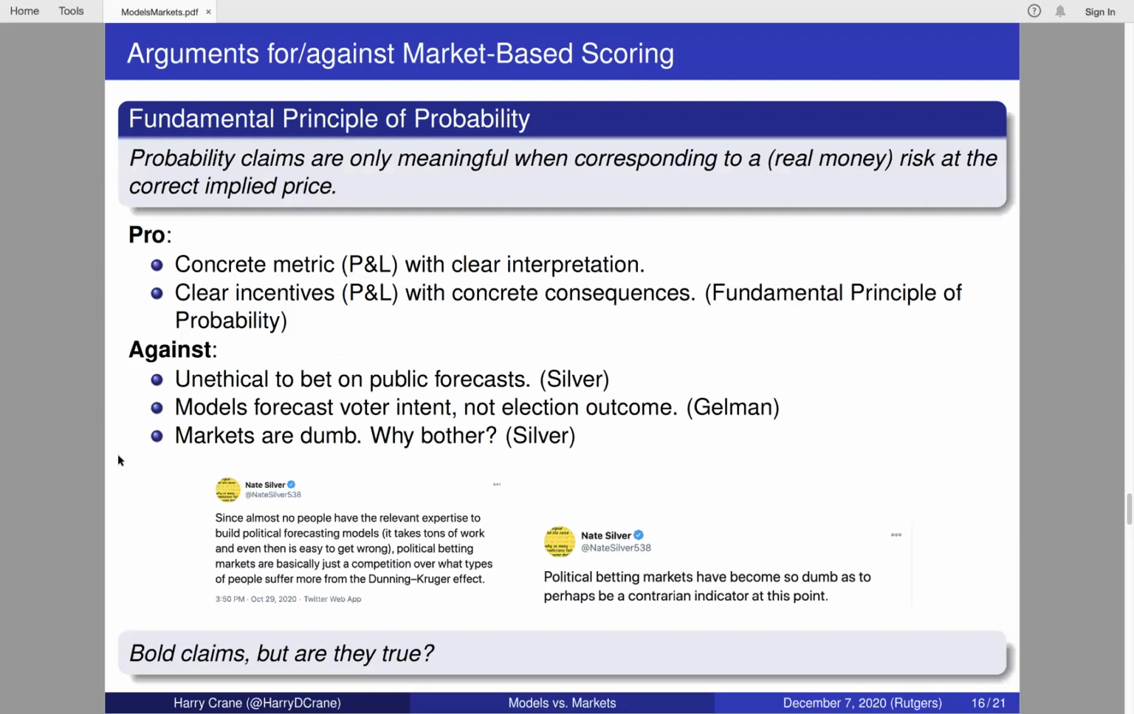Okay. So the main argument in favor is that there's a very clear metric. It's concrete and it has a clear interpretation. Did you make money? Would you have made money or would you have lost money if you had just taken the forecast on this website and put money into the prediction markets, according to the strategies that we specify?